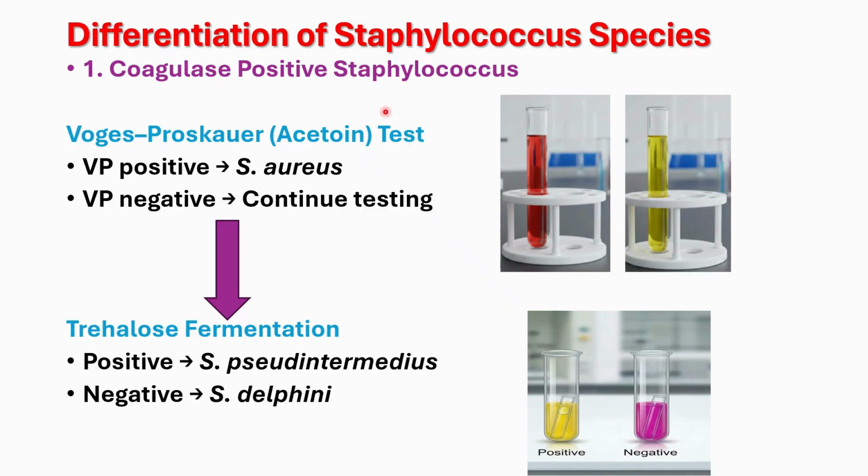So among beta hemolytic Staphylococci, three species are there: Staphylococcus aureus, Staphylococcus pseudintermedius, and Staphylococcus delphini. The first test we will conduct is the VP test. If the VP test is positive, then it is Staph aureus. All the negative isolates we have to move on to the next test, that is trehalose fermentation. In the trehalose test, if it is positive it means Staph pseudintermedius, and if it is negative it will be delphini.